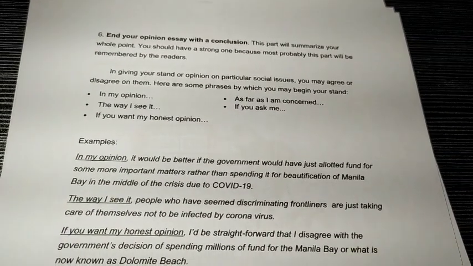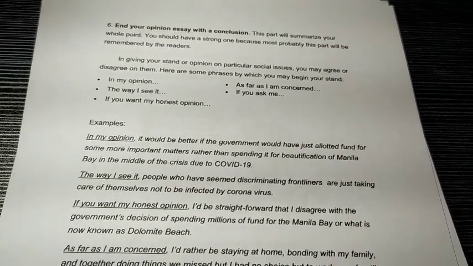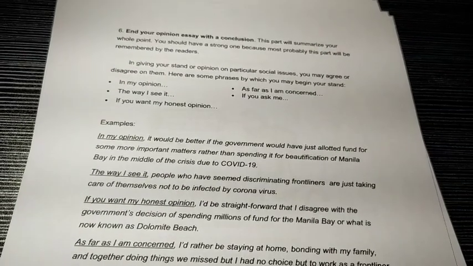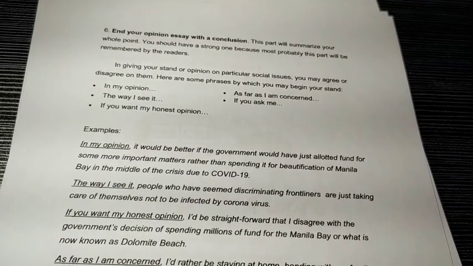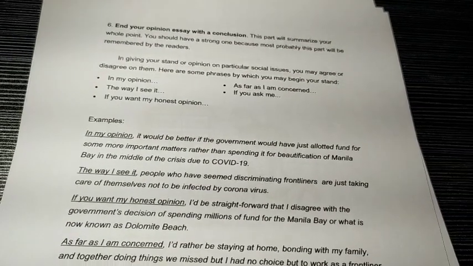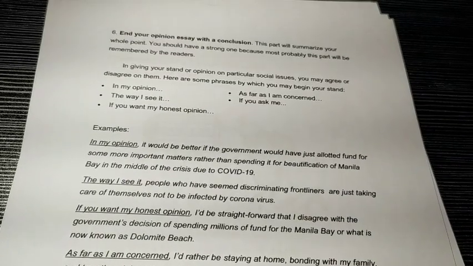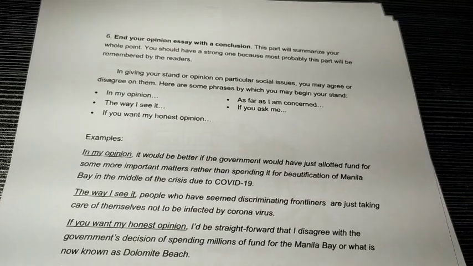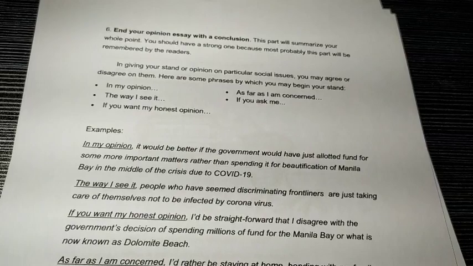In my opinion, the way I see it, if you want my honest opinion, as far as I am concerned, if you ask me. And in your conclusion, remember that there should be an action, because you can determine if your opinion essay is effective or not, if there is an action being done by the readers. Some of the actions, if they believed in you, you are a successful opinion essay writer.